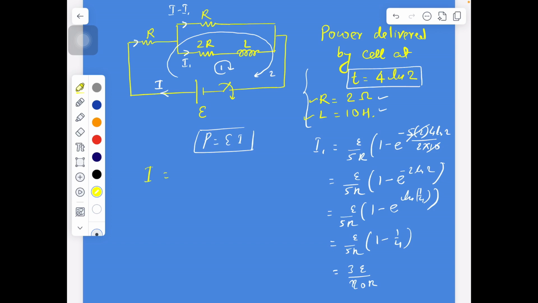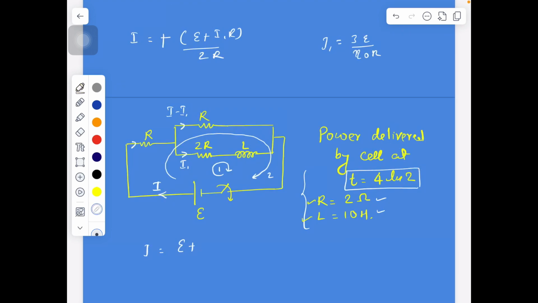So what is I? Now I is E plus I1R. So what is I1R? This is 3E by 20R into R divided by 2R. So what we are getting is, this gets eliminated, and we are getting this as 23E divided by 40R.